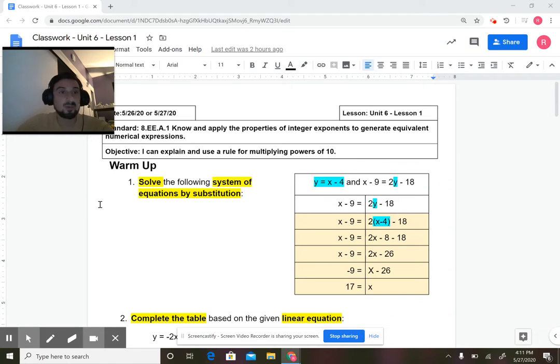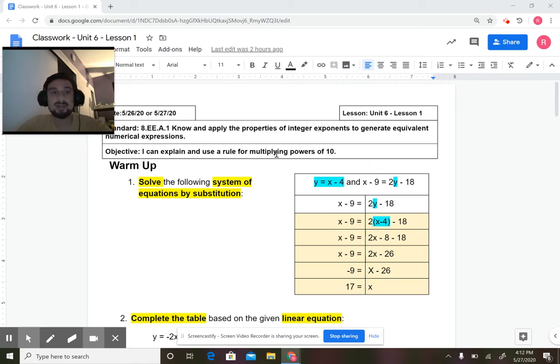Hey guys, we're going to do a quick walkthrough of the Unit 6 Lesson 1 classwork in case you weren't here and you need to double check your answers. So today's standard is 8.EE.A.1, which is to know and apply the properties of integer exponents to generate equivalent numerical expressions. And the objective is I can explain and use a rule for multiplying powers of 10.